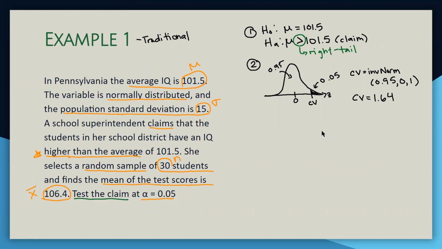stated population value that it's unlikely that original population value is true if our sample exists. So let's go ahead and calculate that test statistic. So for step 3, we're going to calculate a z-score. I'm going to do this one by hand. I know that the z-score is x bar minus mu over the standard deviation divided by the square root of n. So for us, we've got 106.4 is our sample data, and 101.5 is our population value. The standard deviation for the population is 15, and our sample size is 30.